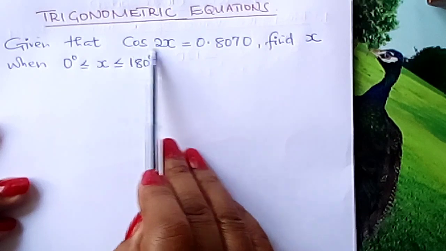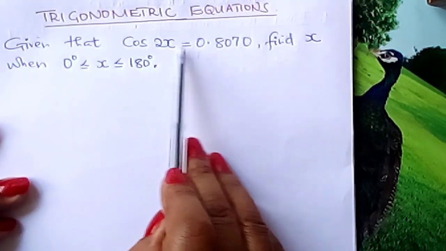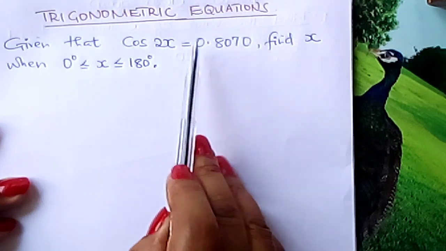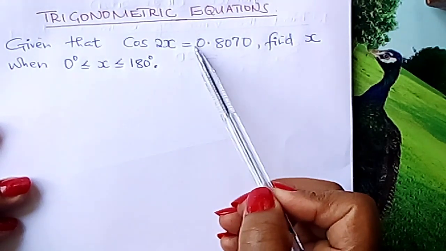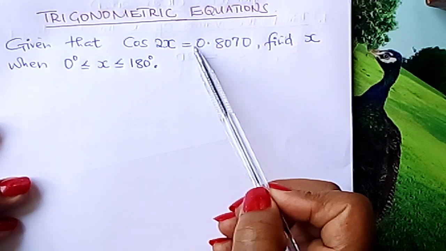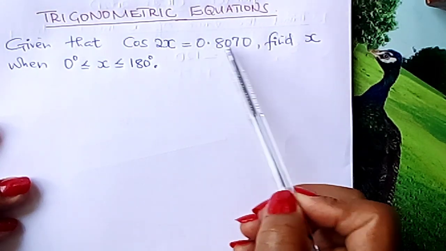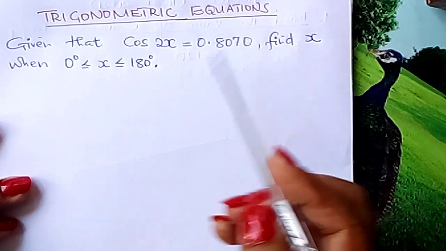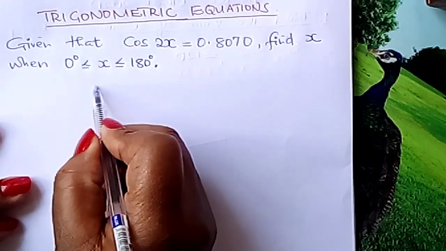The first thing is to look at your equation here. Cos 2x is equal to 0.8070. First step, learner, is that cos is positive. The answer here is positive. Cos is positive in which quadrants in a unit circle? Cos is positive in which quadrants?